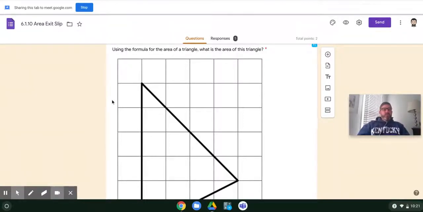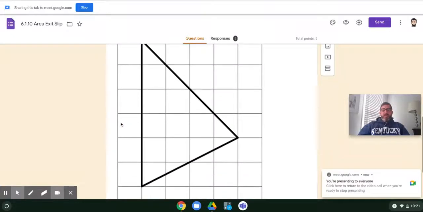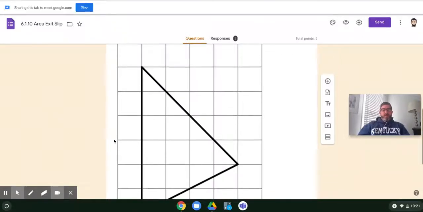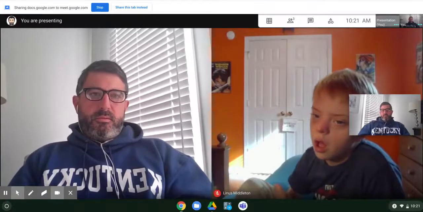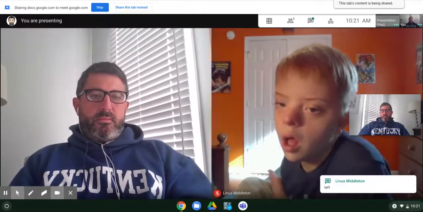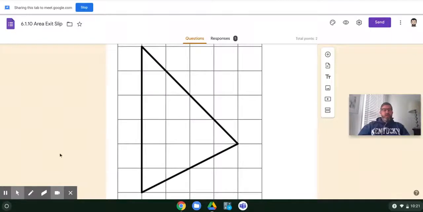All right, now we're going to use our formula to find the area of this triangle. But this time they haven't given us the numbers that we need, so we're going to have to find them on our own. We have to find our base and find our height. Which side of the triangle should we use for our base? Should we use the one on the left, the one on the right, or the one at the bottom? Which one do you think would make it easy on us? Left, that's right.